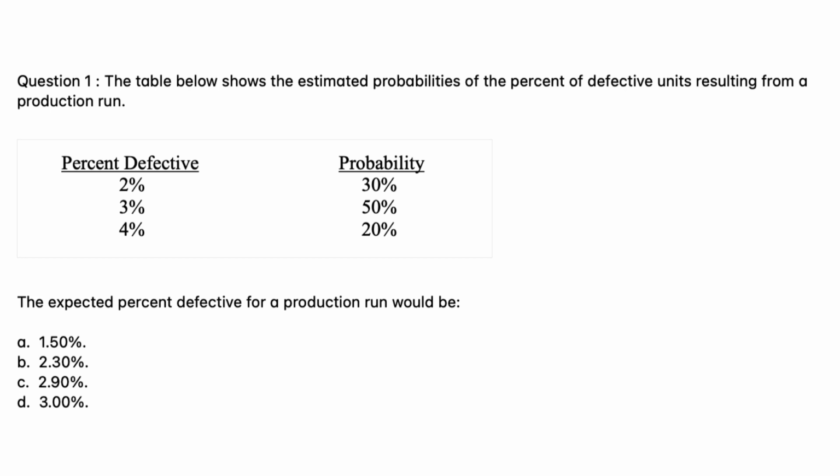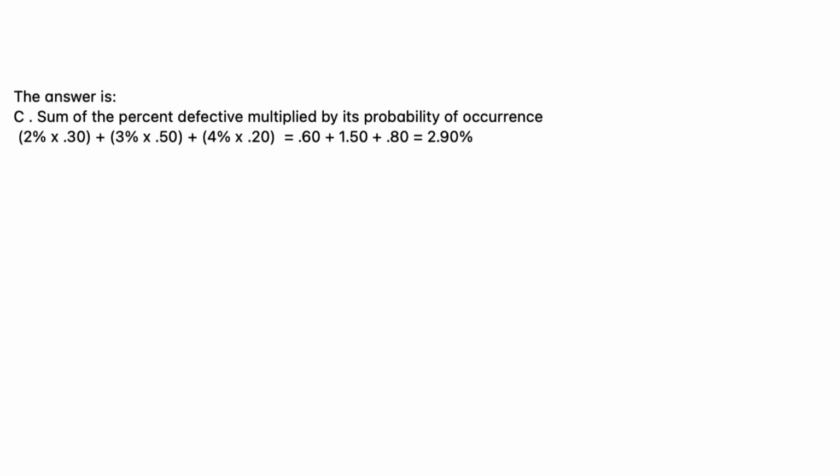Question 1. The table below shows the estimated probabilities of the percent of defective units resulting from a production run. The expected percent defective for a production run would be A. 1.5%, B. 2.3%, C. 2.9%, D. 3%. The answer is C. Sum of the percent defective multiplied by its probability of occurrence. 2% x 0.30 plus 3% x 0.50 plus 4% x 0.20 equals 0.60 plus 1.50 plus 0.80 equals 2.9%.